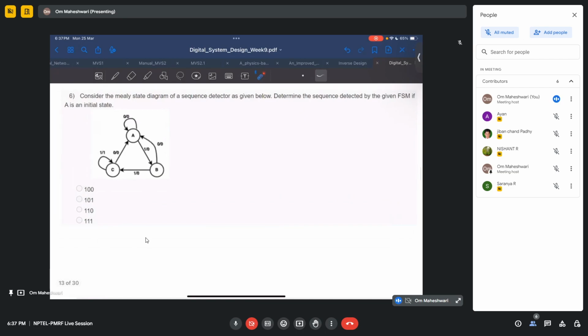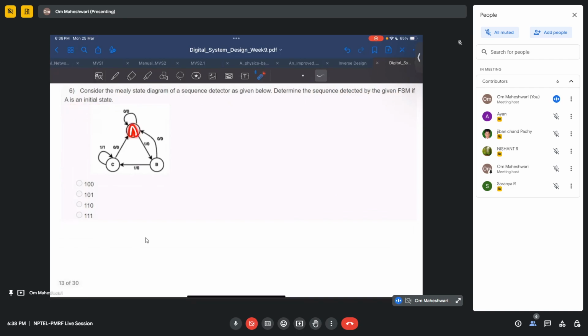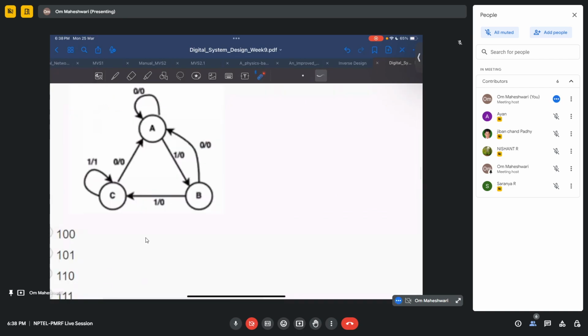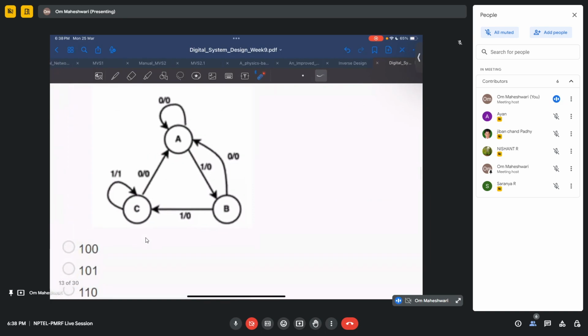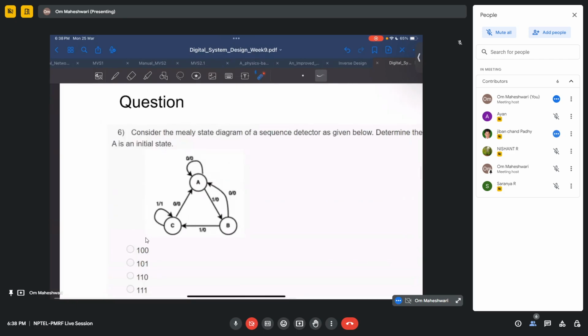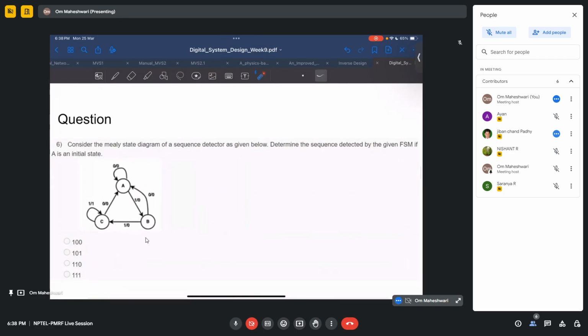So now we have a state diagram of a sequence detector. We have to determine the sequence detected by the given finite state machine if A is the initial state. So you are starting from A. If you look at it, you have to tell what is the sequence this sequence detector detects. Yes, you're starting from here.